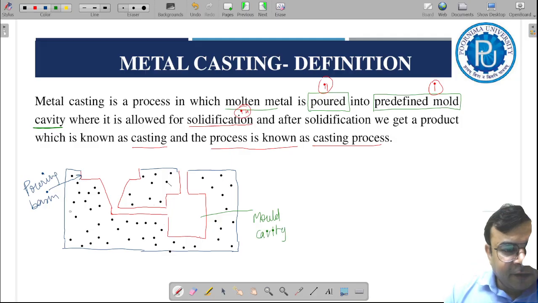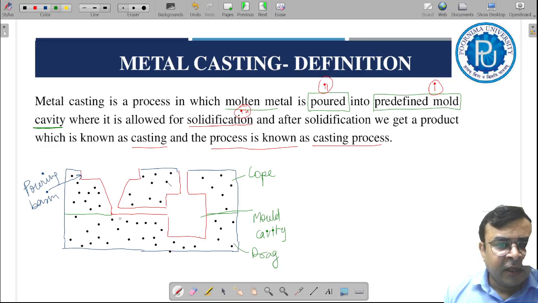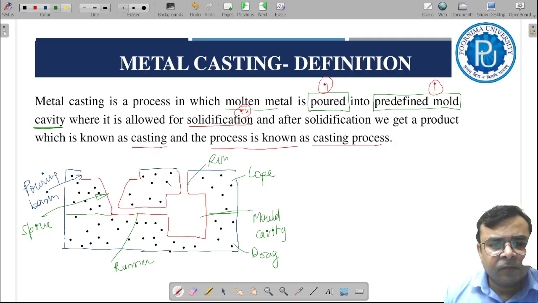Mold cavity. And obviously this entire setup is made up of two halves. Is it right? So this upper part is called the cope, and the bottom part is called the drag. Is it right? And now you can see the step by step process. So this is a pouring basin, and after that we have a sprue. This is a runner, and this is a riser, and you already know this is a mold cavity.